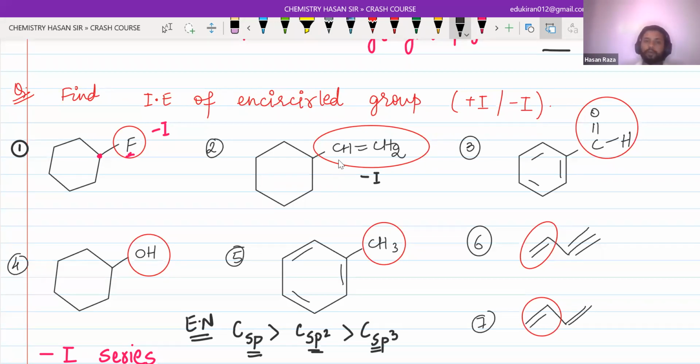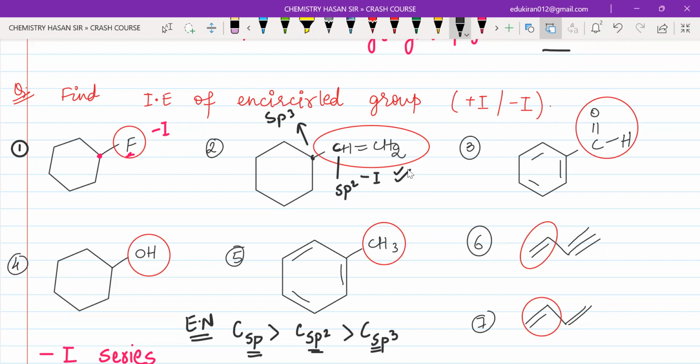So if you are going to calculate the hybridization of this carbon, this will be your sp2, and this carbon will be having the hybridization sp3. So this carbon will be more electronegative. That's why it will act as minus I. Is that clear? Aditya, Priya, Hamza, Adriel? Yes, sir. Priya, have you got it? Yes, sir. Okay.